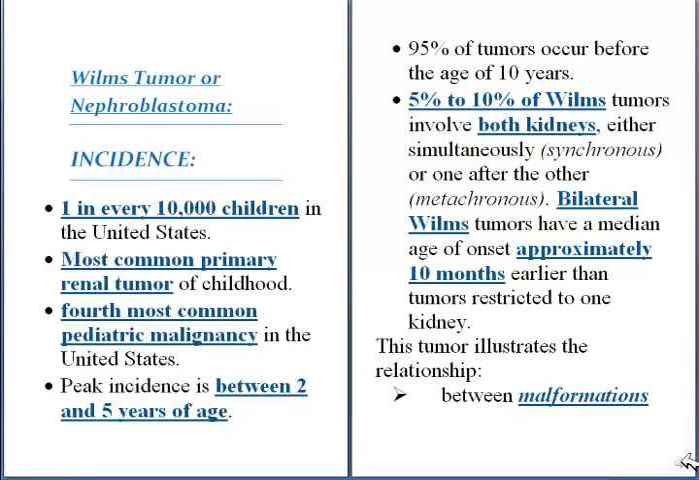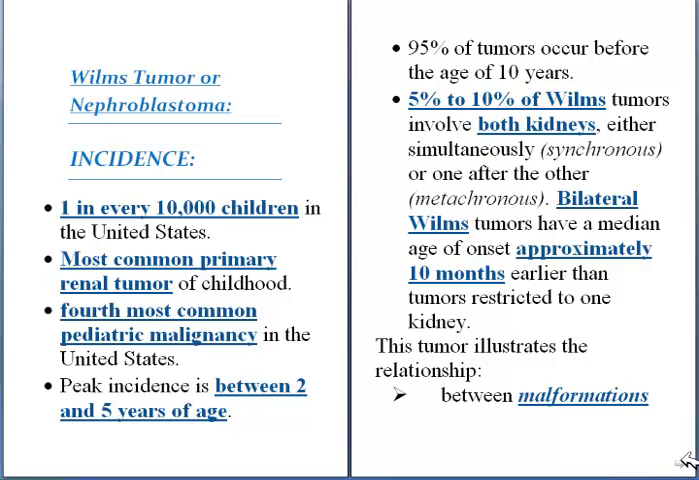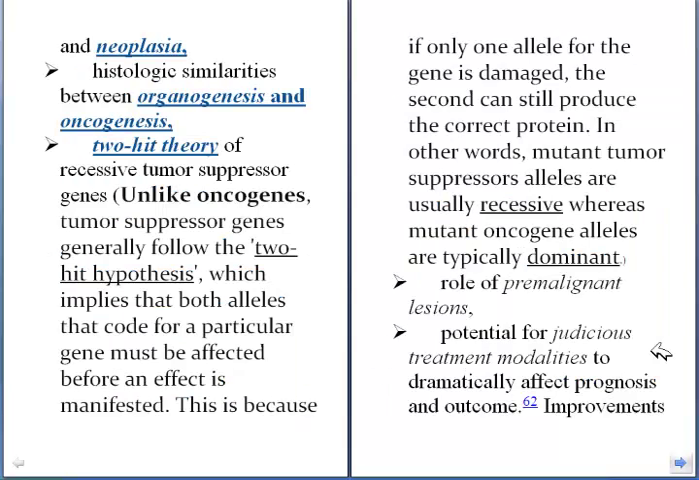Now this tumor actually illustrates the relationship between malformations and neoplasms, and also tells us about the histological similarities between organogenesis and oncogenesis. It also tells us about the two-hit theory of recessive tumor suppressor genes. Now what is the two-hit theory?